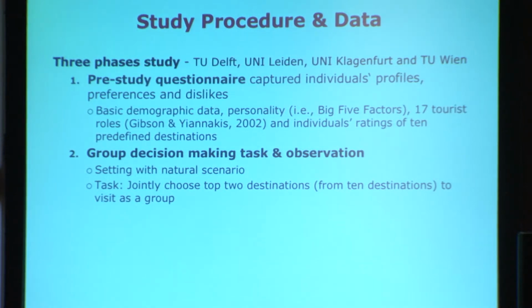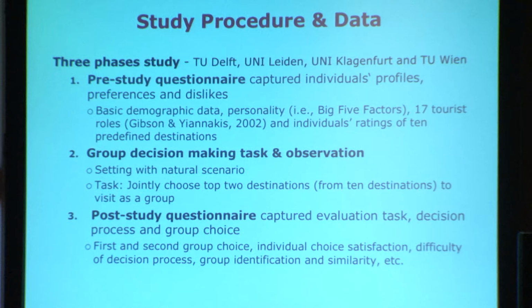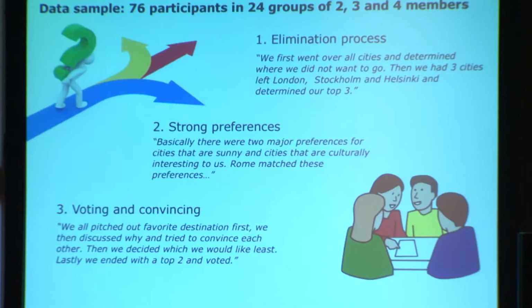Their second task was to do a group decision making, and we presented them with a very natural kind of scenario in which they could imagine themselves. Then we asked them to choose 2 top destinations that they as a group would like to visit. We also observed this task. Finally, in the post-study questionnaire, we asked for the first and second group choice, individual choice satisfaction with this group choice, the difficulty of the decision process, and so on. In the end, we had 76 participants in 24 groups of 2, 3, and 4 group members.